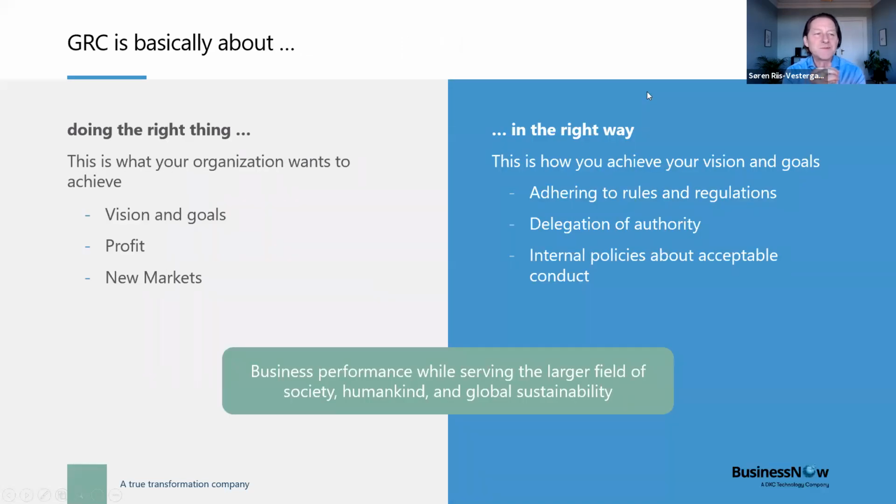Okay, so GRC is basically about doing whatever we want to do and doing it in the right way. So doing the right thing, you could say, that doesn't need to include any GRC practice. You have visions, you have goals, you have profit, some profit margin you want to achieve, or new markets. And this is driven by our visions, our desire to succeed.